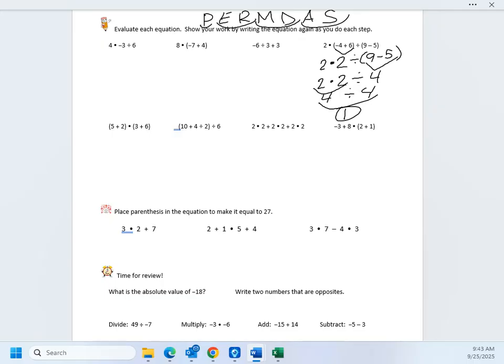When we get to one like this, I do my parentheses first. Inside the parentheses, I still follow the order of operations. So what would I do first with 10 plus 4 divided by 2? Order of operations. What do I do first? Add or divide? Divide. So inside that parentheses, you still follow the order of operations. Divide before you add. Okay?